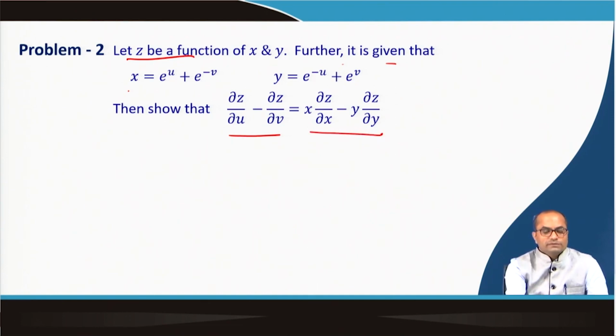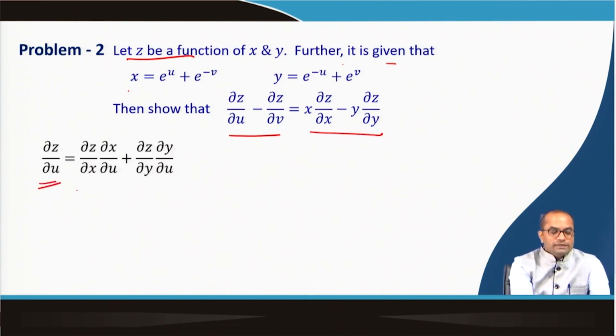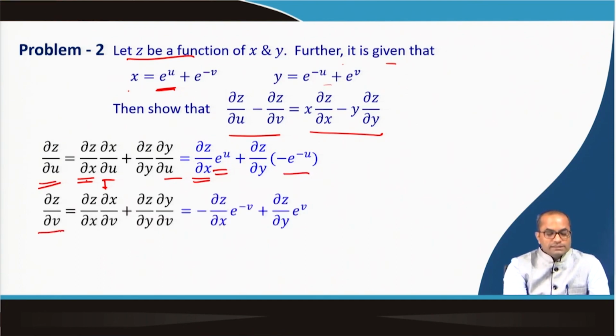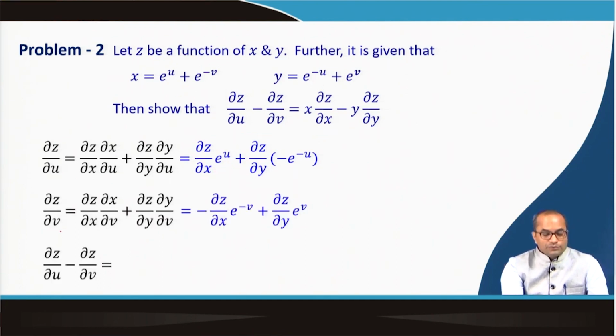So, it is simple, we will just compute del z over del u, these partial derivatives. Once we compute that, we get del z over del x as it is, and del x over del u we can get from here. So, it is e power u, and then del y over del u will be minus e power minus u. Similarly, del z over del v we can compute, and then we take this difference.